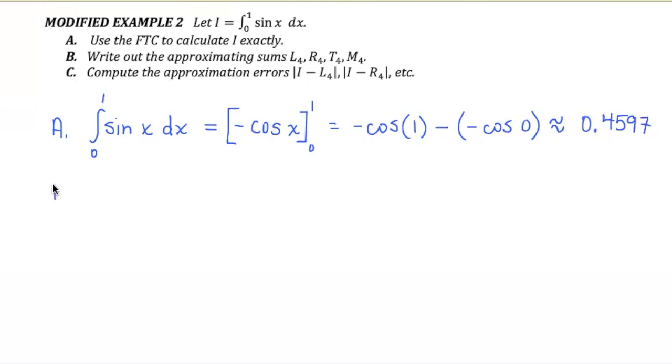Now we're going to write out the approximating sums. So here's how you do that without any sort of graph. You're first going to do the width the same way that we have. This integral goes from 0 to 1, and we're told to use 4 subintervals, and I know that because that's the little subscript on each of these. So I'm going to do 4 subintervals, so the width of each rectangle is 1/4.